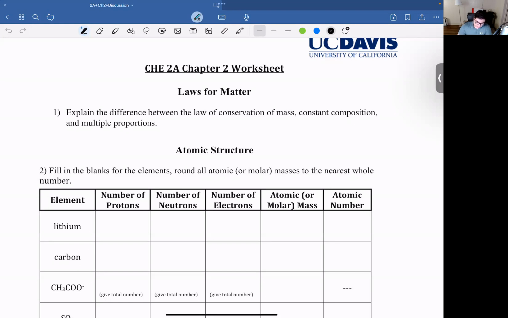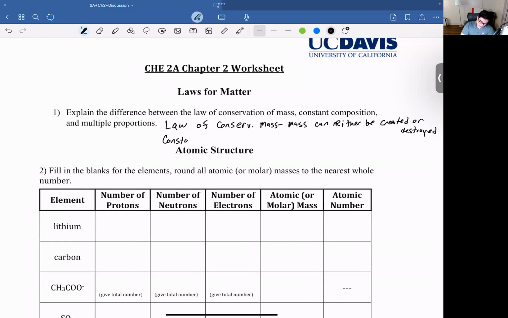All right, so number 1 here, it says explain the difference between the law of conservation of mass, law of constant composition, and multiple proportions. So first one, and in my opinion the most important one, the law of conservation of mass, it's the one that we discuss the most. The law of conservation of mass states that mass can neither be created nor destroyed. So if you have something and you destroy it or you break it apart, you still have overall the same mass. This will come into play when we're balancing chemical reactions, where you should have the same amount of atoms on the left as you do on the right, and so on.